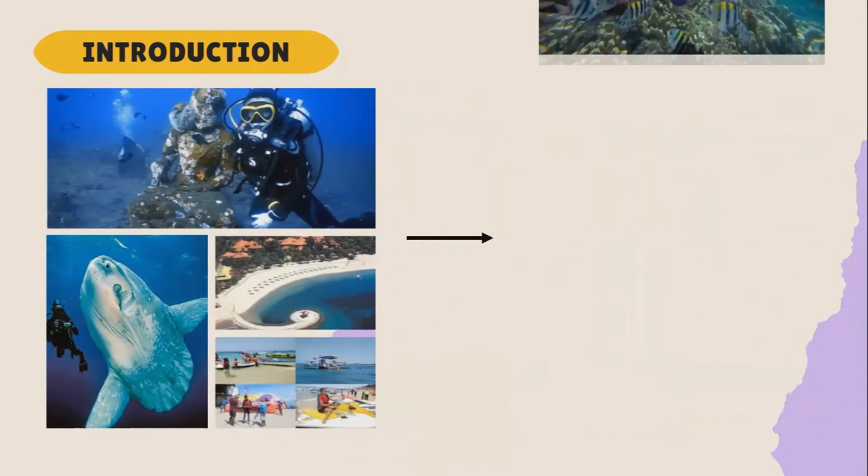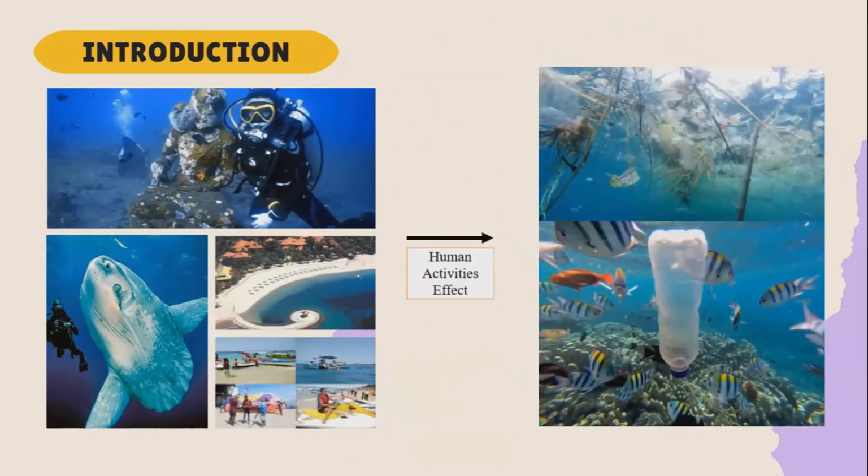But tourism activities can have an impact on the underwater environment over time. Plastic waste and plastic bottles can be seen swimming with fish and other marine life, like in this photo. And if this continues, it will have an impact on the quality of the waters. Next.